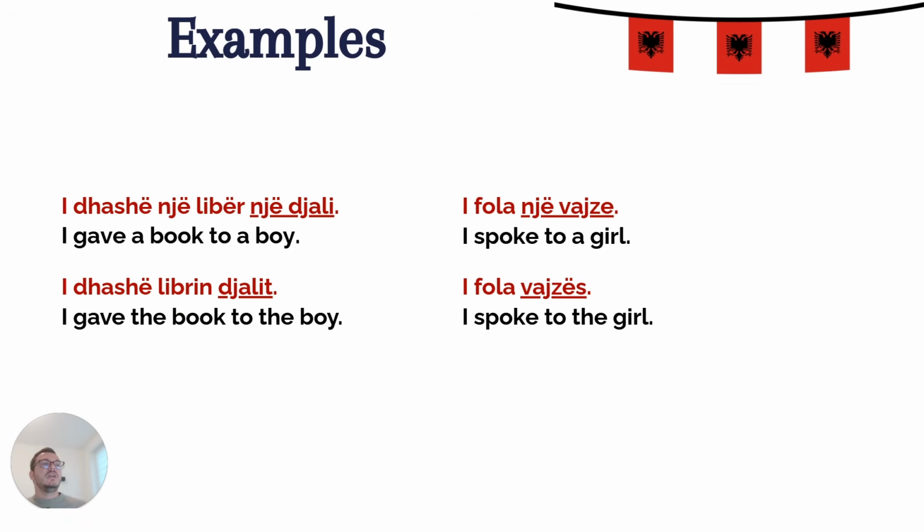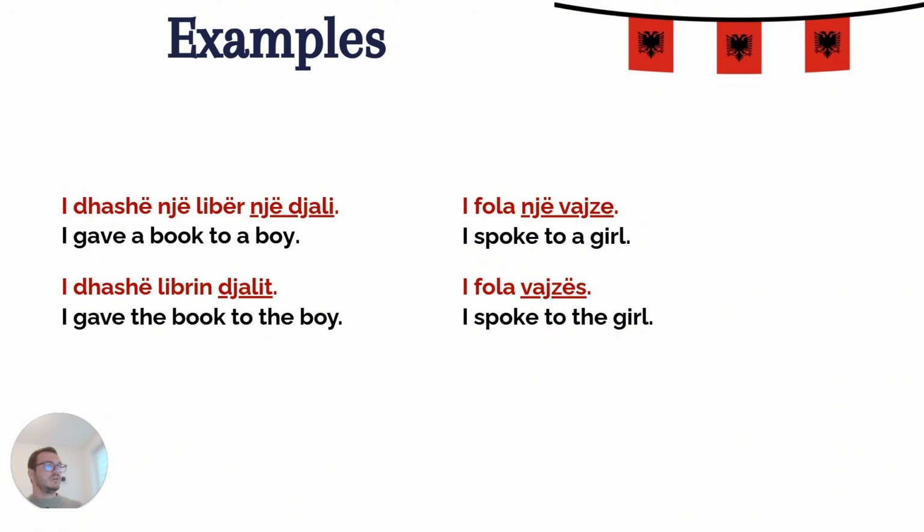Një djali. But I dhash librin djalit. I gave the book to the boy. Okay? I gave the book to a boy. I dhash një djali. I gave the book to the boy. I dhash librin djalit. In the feminine, I fola një vajze.